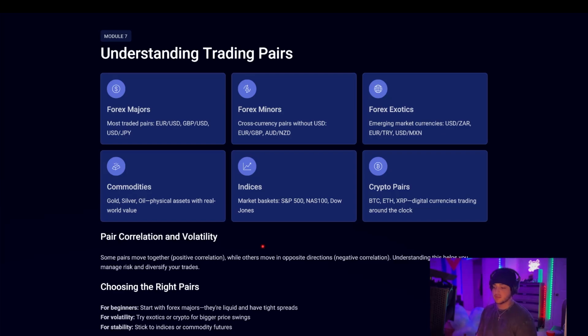Now, choosing the right pair for beginners, you want to start with Forex majors because they're liquid and have tight spreads a lot of the time. For volatility, which once again is a double-edged sword that can make or break you, volatility means it's moving up and down in crazy amounts, but sometimes those moves are hard to read, and that's more gambling. So you do need to be a little more in tune with the market. But for volatility, you could try exotics or crypto for bigger price swings, or for stability, stick to indices or commodity futures, things like S&P 500, NASDAQ, Dow Jones, and so on and so forth.